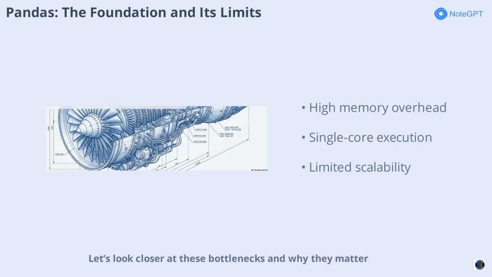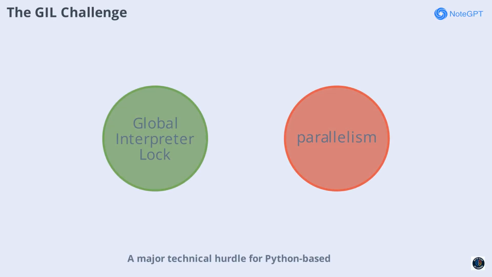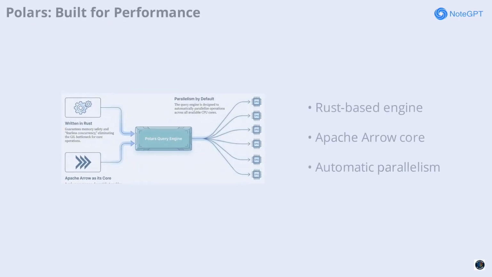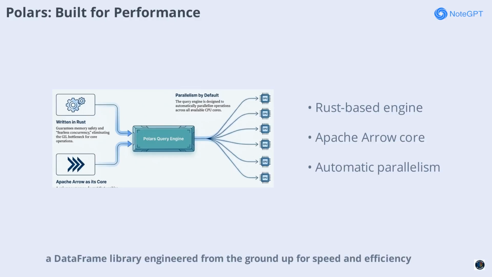Let's look closer at these bottlenecks and why they matter. A major technical hurdle for Python-based data tools is the Global Interpreter Lock, or GIL. This lock prevents multiple native threads from executing Python bytecodes at once, which means true parallelism is hard to achieve. For data-intensive tasks, this can be a real bottleneck. Even if your machine has many CPU cores, Pandas can't fully utilize them due to the GIL. This limitation becomes especially apparent with large datasets or complex transformations, where performance gains from hardware are left on the table.